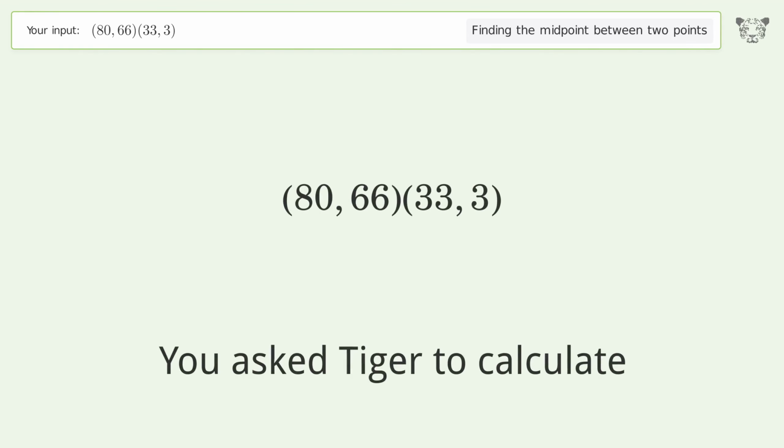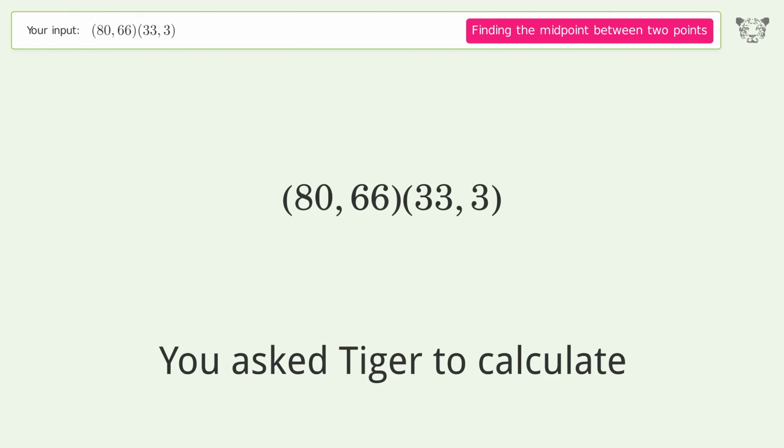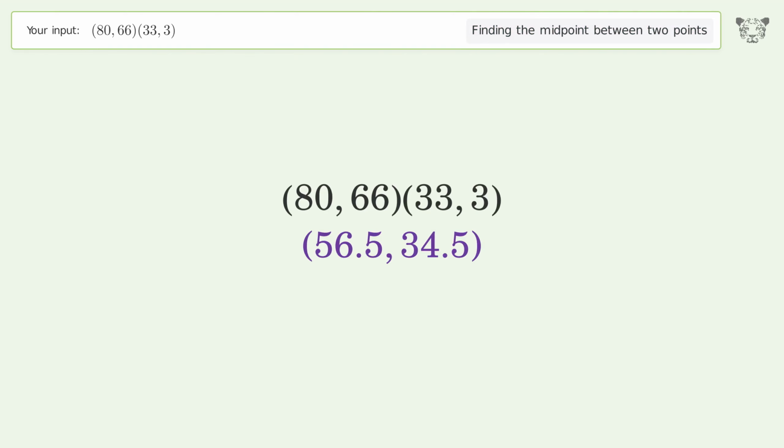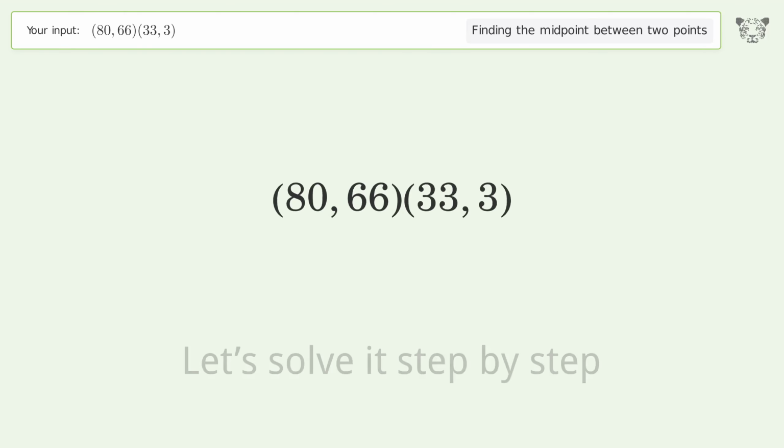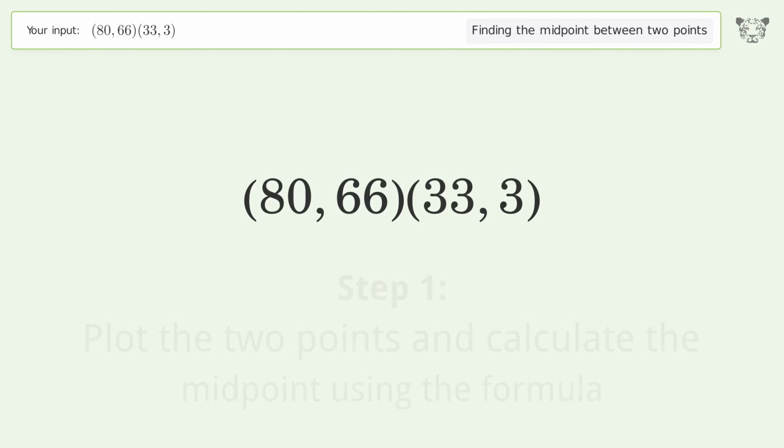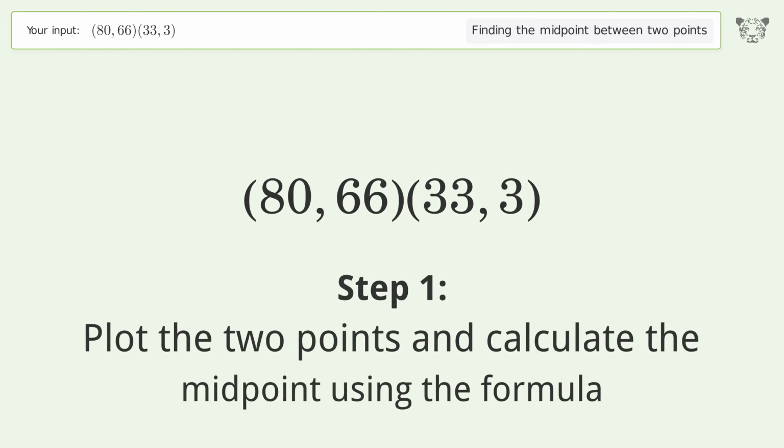You ask Tiger to calculate. This deals with finding the midpoint between 2 points. The midpoint between the 2 points is 56.5, 34.5. Let's solve it step by step. Plot the 2 points and calculate the midpoint using the formula.